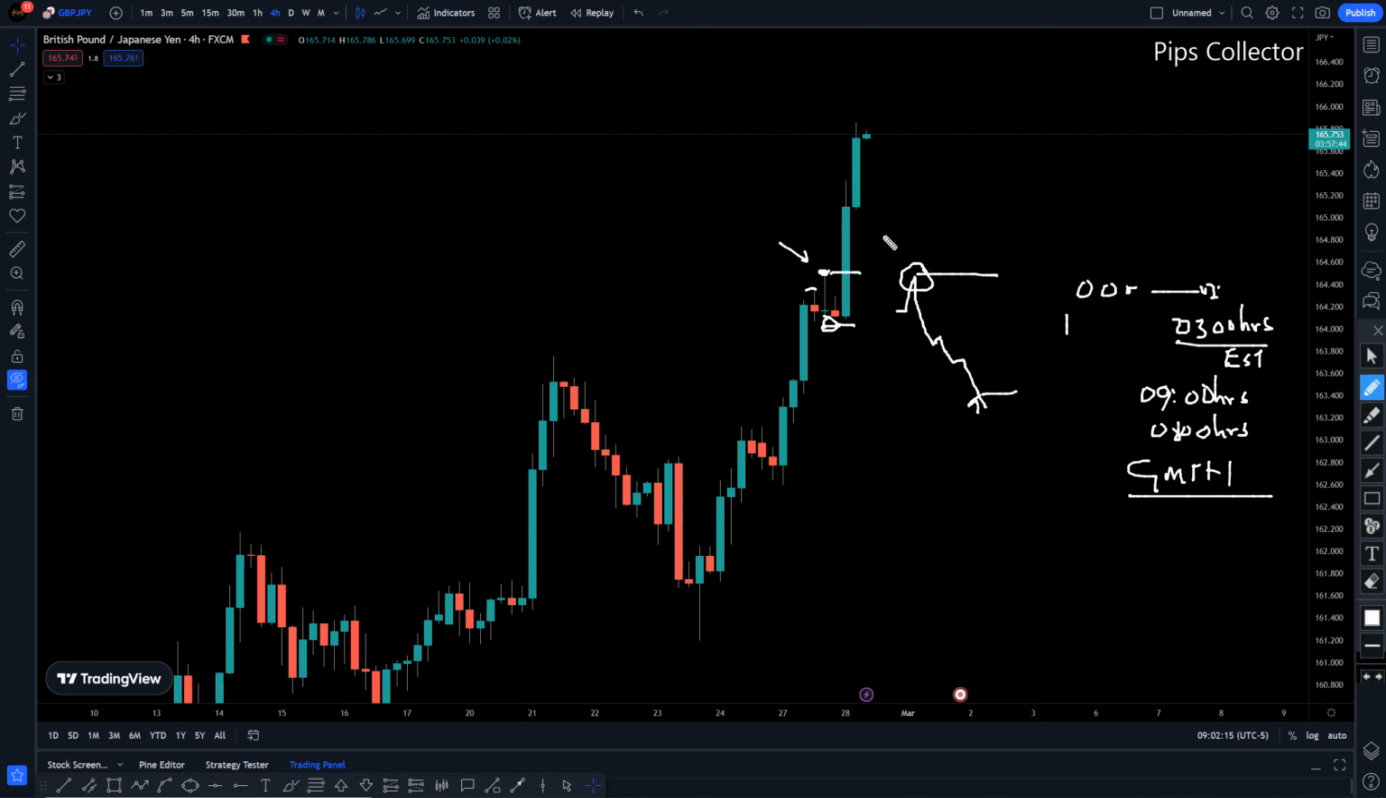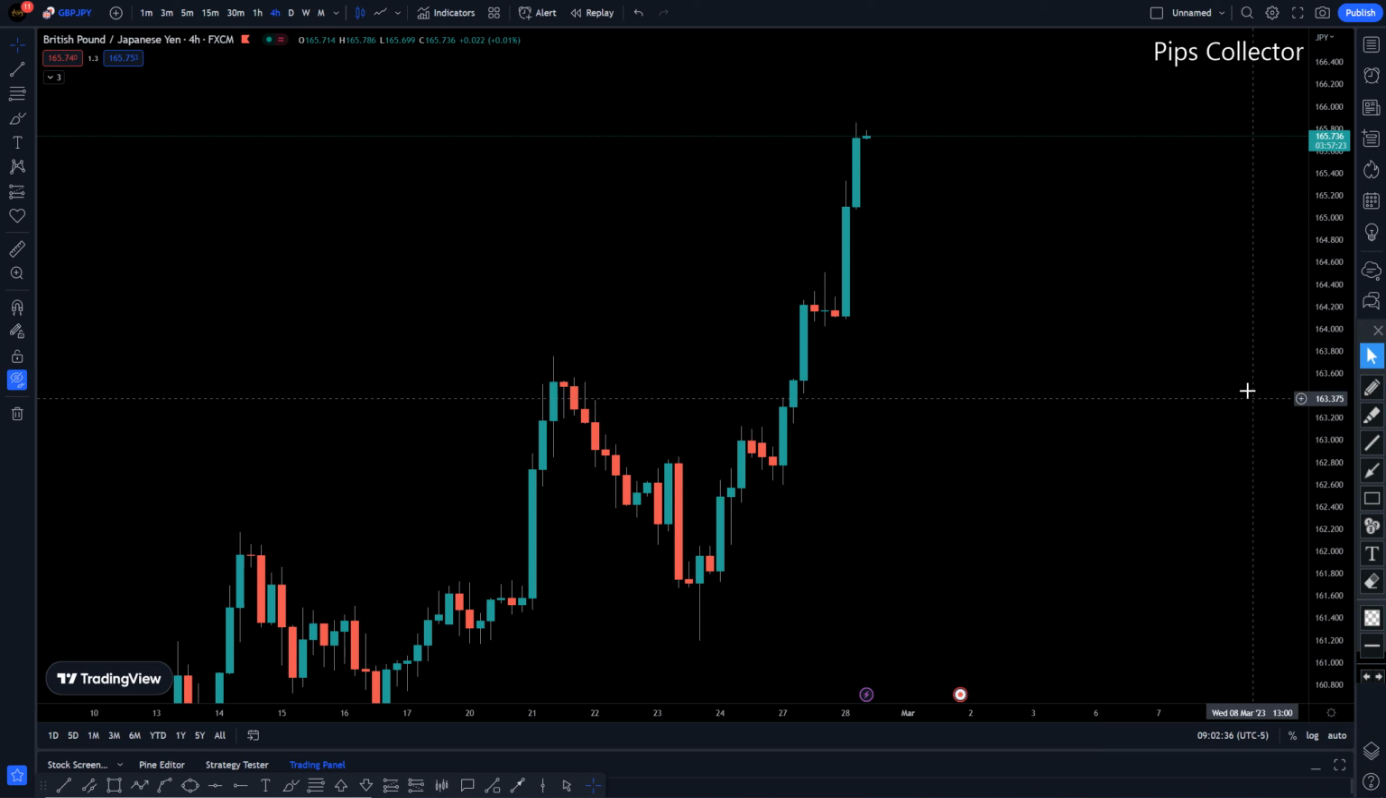Okay, so with that being said, we are looking for what? This is the 1 o'clock 4-hour candle. Okay, so this is what occurred. Price pumped upwards. So this is where your entry will be, this is where your stop loss will be, anticipating price to go up. This is for British pound, Japanese yen.